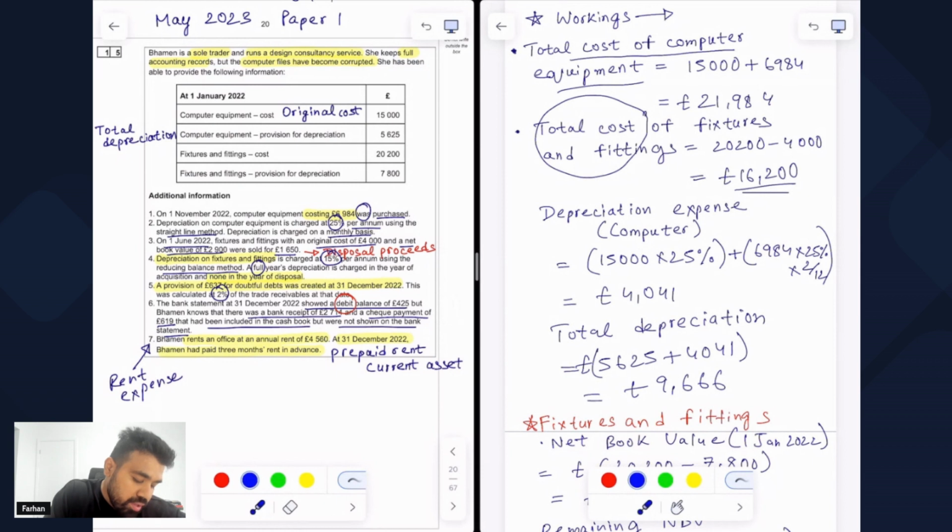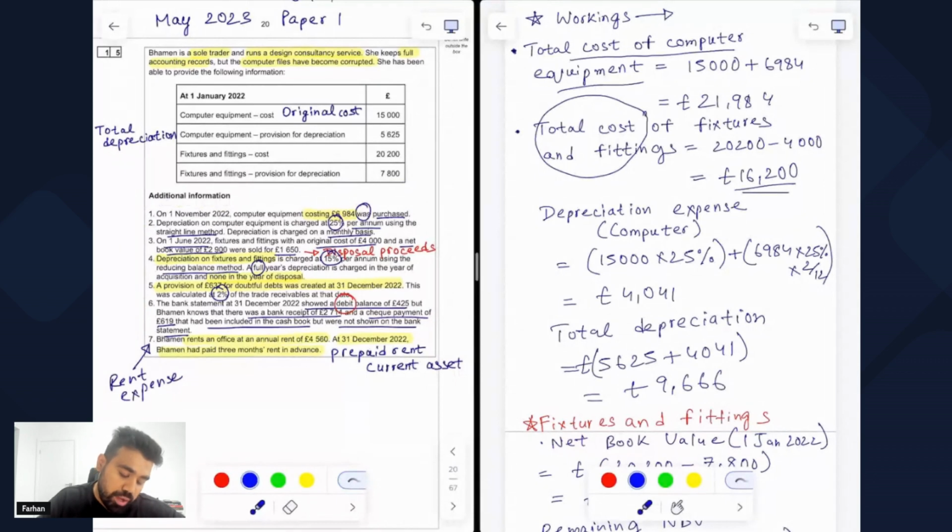We are given the opening balances at 1 January 2022 for our computer equipment, which has an original cost of £15,000 and a total depreciation, which is also known as provision for depreciation, of £5,625. We are also given a second type of asset, fixtures and fittings, with an original cost of £20,200 and the relevant total depreciation of £7,800. We are given a list of 7 additional information that we need to factor in our calculations when we prepare the balance sheet extract.